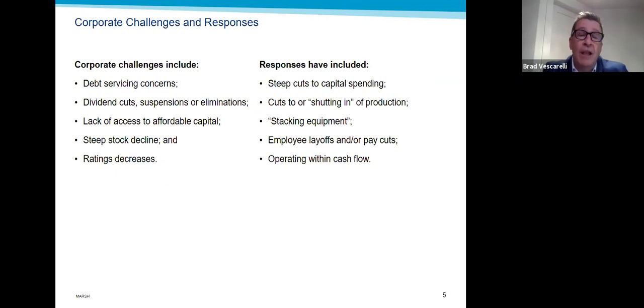Some of the challenges that we're seeing our clients face are debt servicing concerns, dividend cuts, suspensions, or in some cases, total elimination, lack of access to affordable capital, steep stock decline, and ratings decreases. The responses that we've seen from our clients have included cuts to capital spending, cuts to or shutting in of production, the stacking of equipment, and employee layoffs and/or pay cuts. As a result, most companies are now being asked to operate within cash flow.